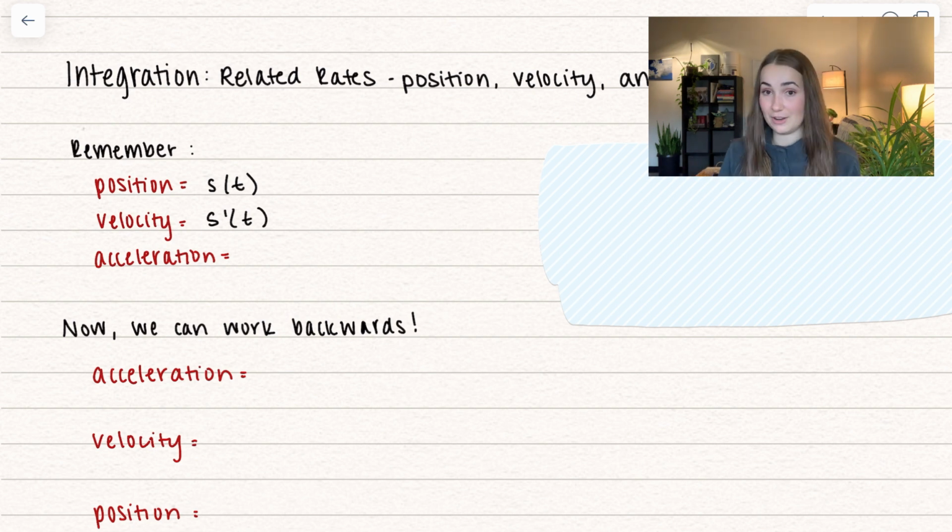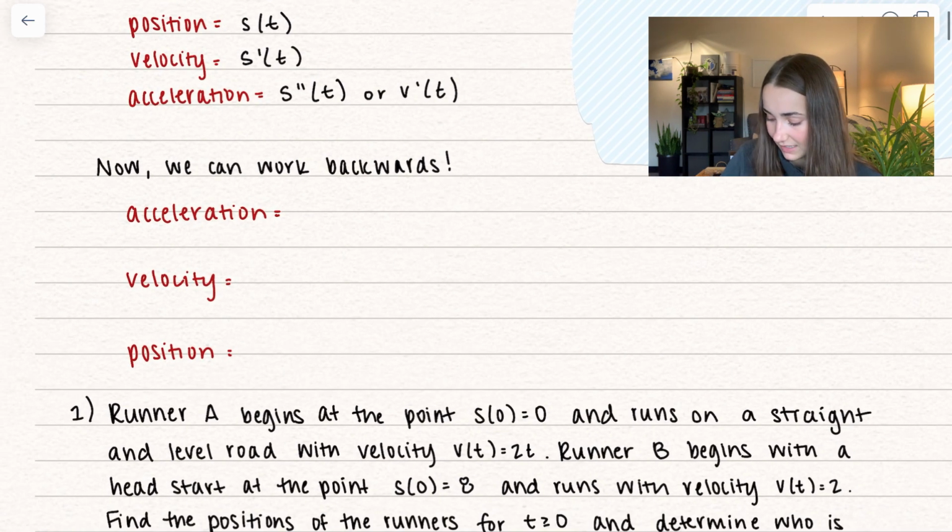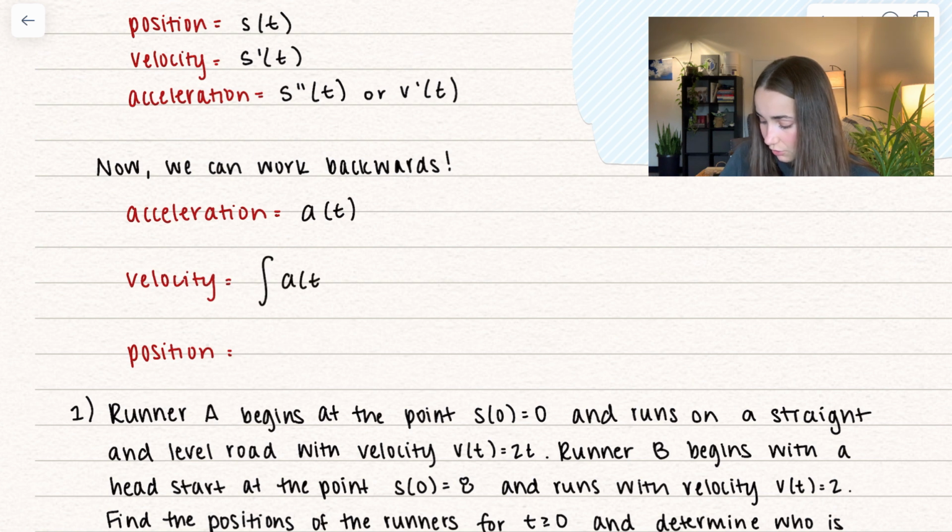And so for that very similar reason, acceleration is equal to the second derivative of our position, or we can rewrite that as the first derivative of the velocity. So now we can go ahead and work backwards. So usually what we do is start off with acceleration, which is equal to a of t, right? So in order to get velocity, we're actually going to integrate our acceleration in terms of time. And now in order to get to position, we're going to integrate velocity in terms of time.